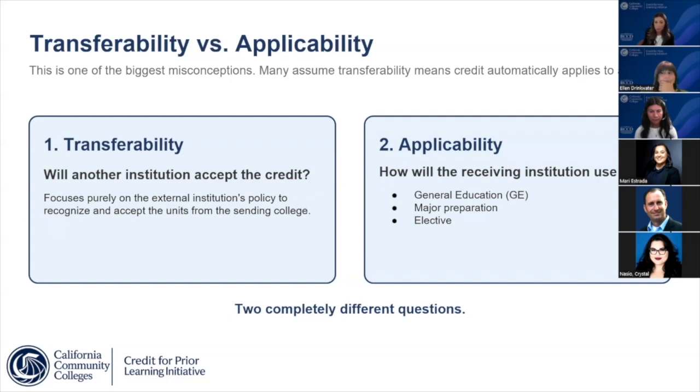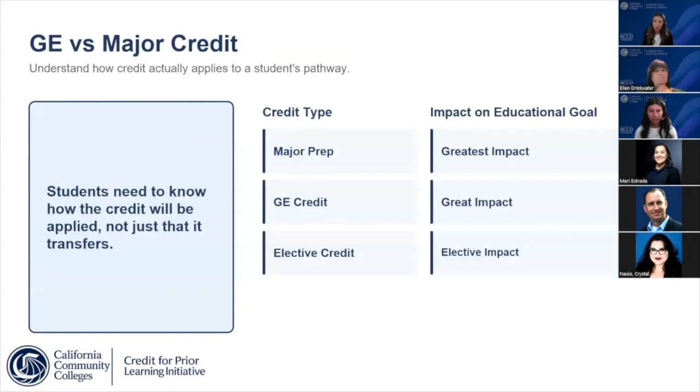Does it fulfill GE? Does it satisfy major prep? Does it count as elective units only? This may have a deciding factor whether the student is going to accept the CPL or not. So if we look at GE versus major, generally speaking, if the CPL was going to count towards a major prep, that would have the greatest impact, right? The student is able to satisfy a requirement, eliminating a course they would potentially have to take otherwise. Next level would be the general education credit.